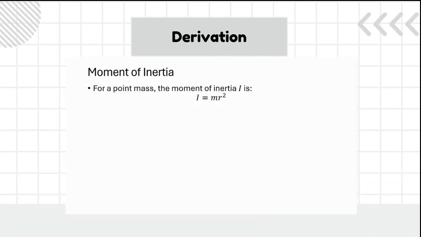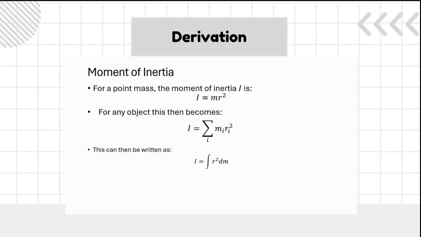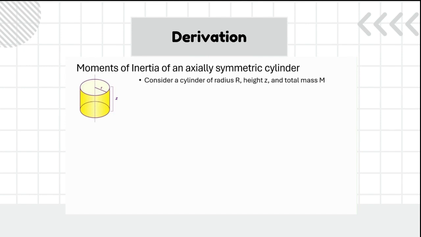For a point mass, the moment of inertia is defined as mass times the square of the perpendicular distance to the rotational axis. This is the basis of all other moments of inertia since they can be broken down into point masses. This can then be written as an integral. We can find the moment of inertia for many shapes, but one very useful result is the moment of inertia of an axially symmetric cylinder.